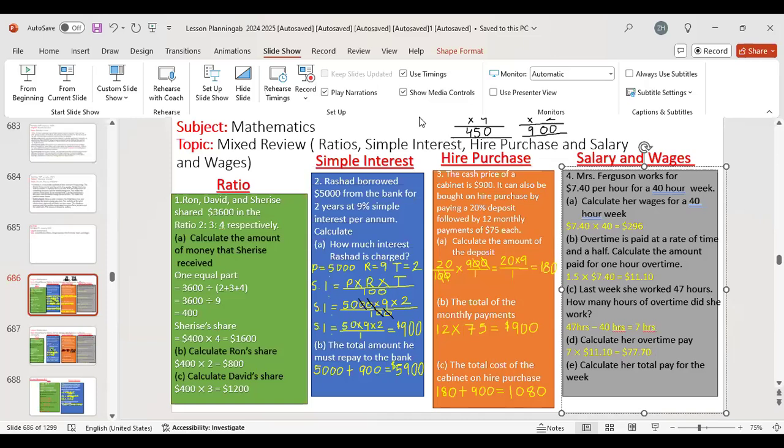And now finally calculate her total pay for the week. $373.70. Very good. We can add her regular pay and overtime pay together. So we have $296 plus what? $77.70. What does that give you?